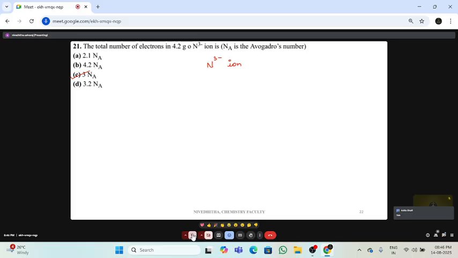Okay. Listen here. In one ion, how many electrons are there? See, generally in nitrogen, the atomic number of nitrogen is 7, which means number of protons is 7 and number of electrons is also 7, right? So in nitrogen itself, there are 7 electrons. But in this ion, there are extra 3 negative charges. So the total number of electrons present in one ion itself is 10. Right? Okay. So in one ion, there are 10 electrons.